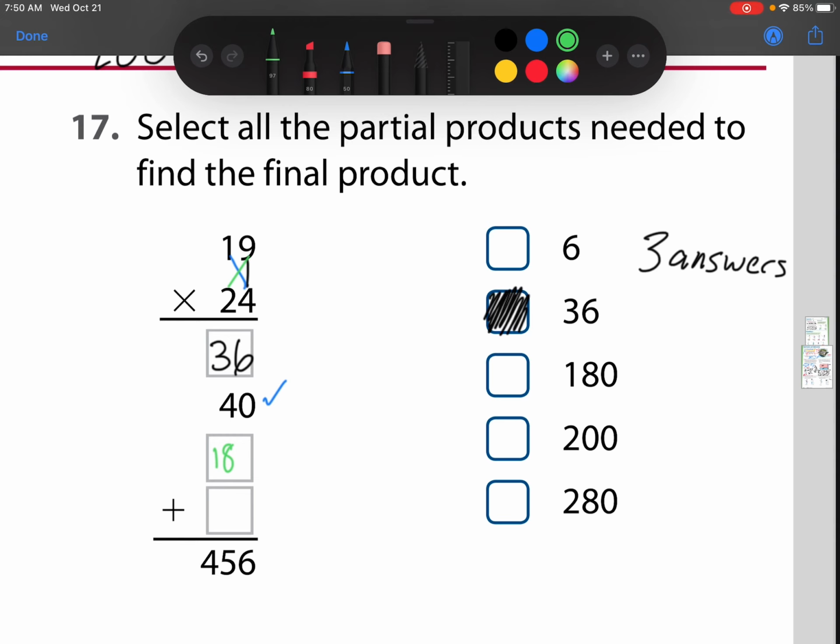Oh, look, there's not 18 there, so there must be a mistake. Remember, this 2 is in the tens place value. So I'm going to put a 0 here because it's in that tens place value. And then suddenly, my correct answer has appeared.